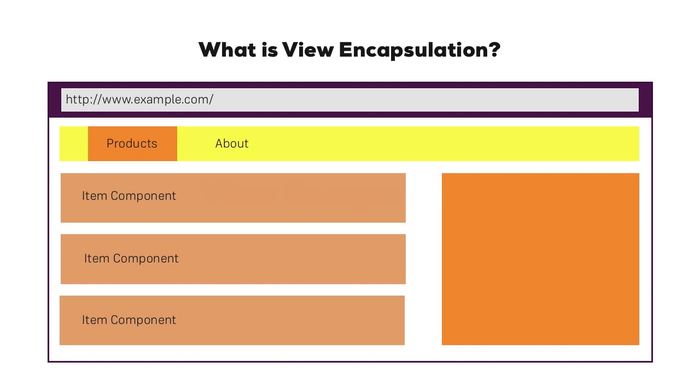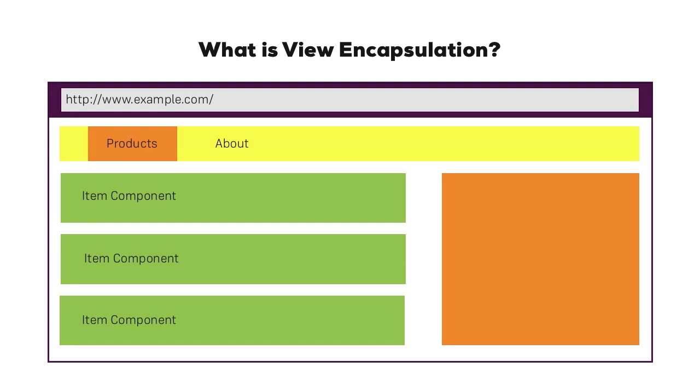If you go back to the browser, this is what our page looks like. And now if you only want to style the item components, let's say all of that are div containers, but we only want to style those div containers. We want to make them green. How could we do that?